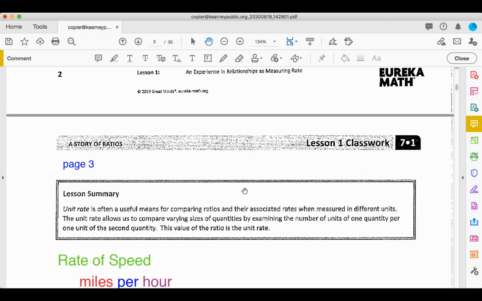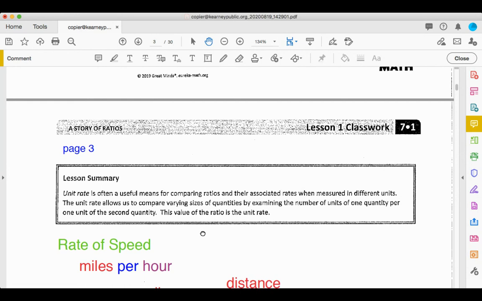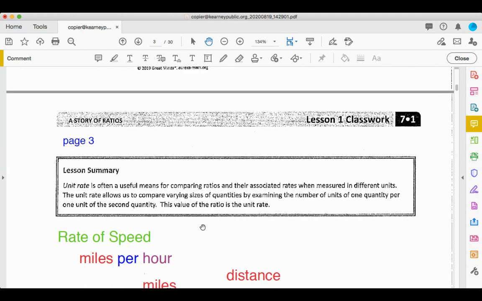So rate of speed is a common thing that you're going to deal with in life, and you need to have a good understanding of it. So in our problems that we're going to talk about, they might talk about a rate of speed. Now, the most common one that you're probably familiar with is miles per hour, okay? So write down in your book miles per hour.